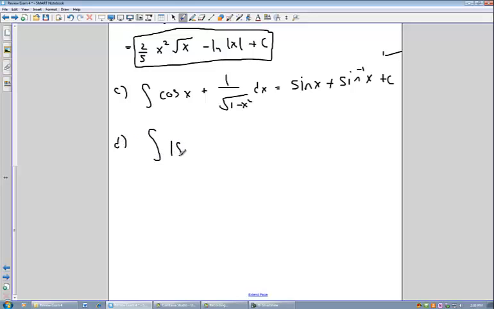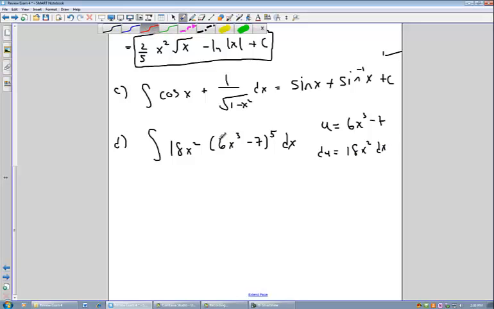So the integral of 18x squared times 6x cubed minus 7 to the 5th dx. And hopefully you realize it's not one of your types that you have memorized. So you have to turn it into one of your types by using u-substitution. So u is going to equal the thing on the inside, so 6x cubed minus 7. And then du is going to equal 18x squared dx. And the observation you want to make is that this is your u.